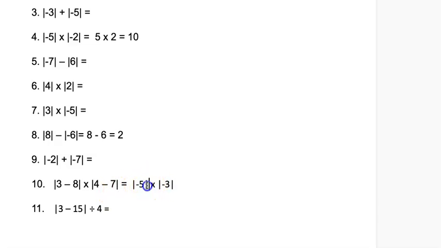Now notice how I've kept the absolute value symbols. Those are above the enter key or below the delete key on a computer on the right side. Now I'm going to solve. The absolute value of negative 5 is 5. Keep the multiply. The absolute value of negative 3 is 3. That would be 15. So that is how you solve these problems.